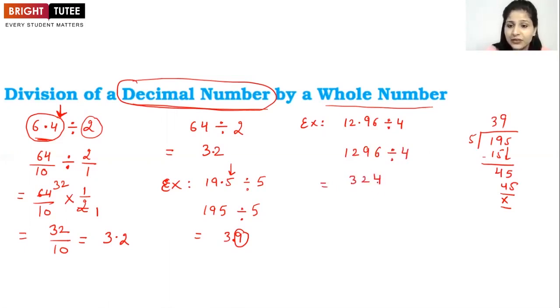Now 324 is the answer, but in the question it was 12.96 and not 1296. Count the number of decimal places, that is 2 here. That means after the decimal point towards the right you have 2 places. So the same we have to do with the answer. We will count 2 places and place the decimal point here. 3.24 will be your final answer. This is how we are going to divide a decimal number by a whole number.